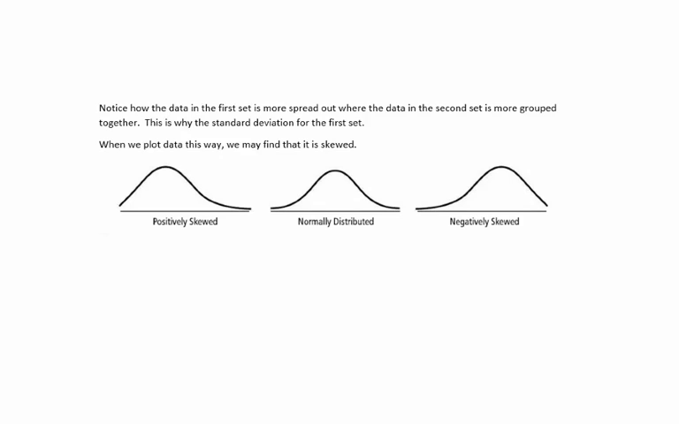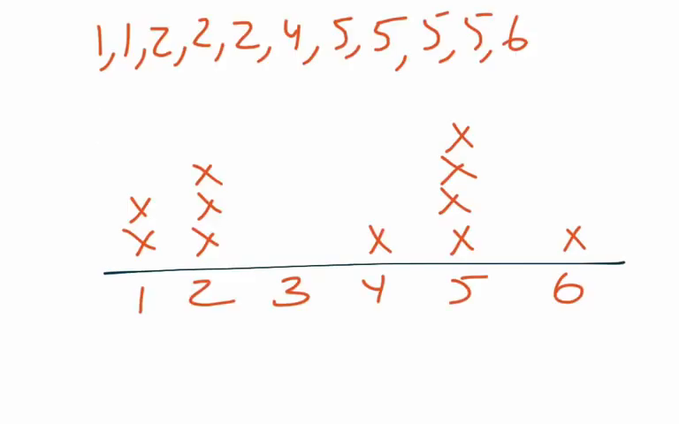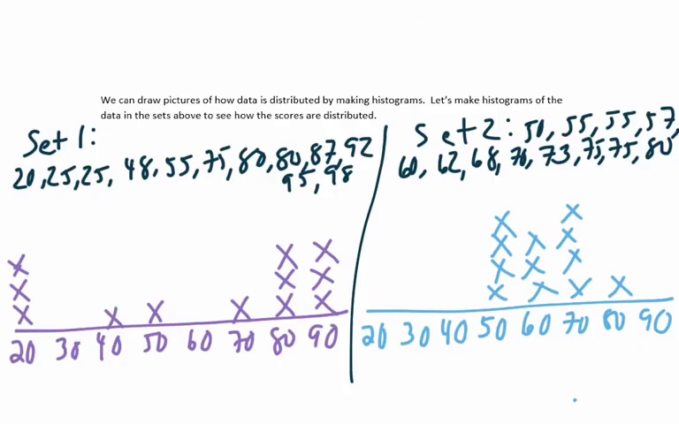And that brings us to this. I got a weird note in my hard copy of this. So notice how the data in the first set is more spread out, while the data in the second set is more grouped together. This is why the standard deviation for the first set is higher. That's what I have in my notes, and that is referring to what in your notes is right above it, which is that right there.